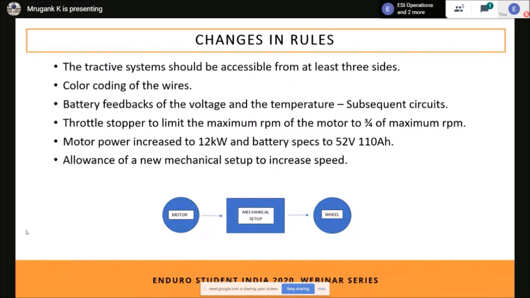The next rule is the battery feedbacks. The battery feedbacks of the voltage and the temperature of the battery have been made compulsory. These two feedbacks should be visible to the driver at all times.